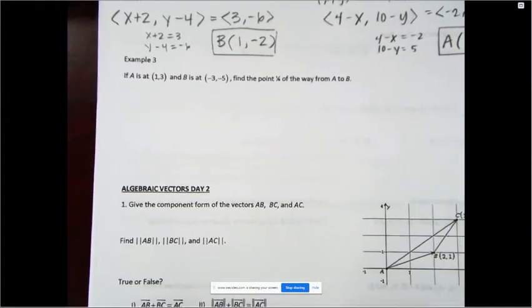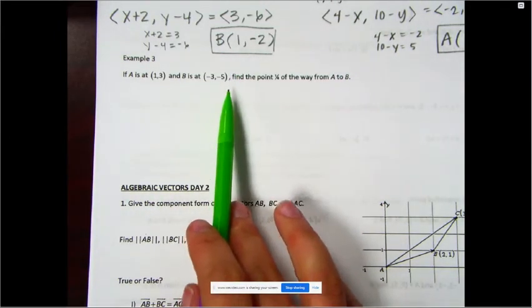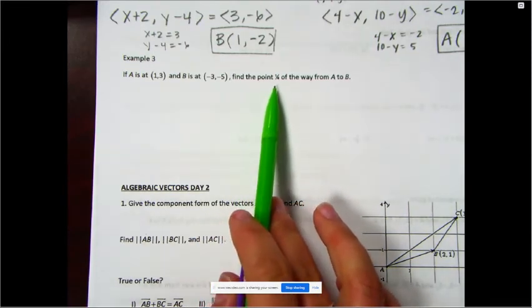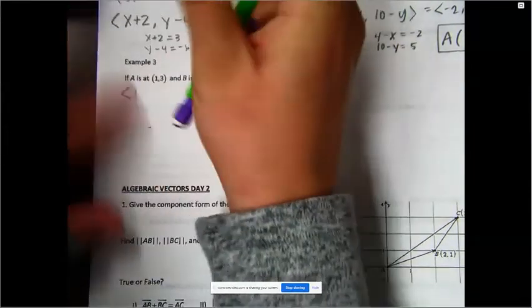Okay, one more thing we're going to see, and you've actually done this in geometry before, but you didn't do it with vectors. It's going to be a little bit easier now that we have vectors. I have point A, point B, and I'm trying to find the point that's a fourth of the way from A to B. So what we're going to do first is find vector AB.